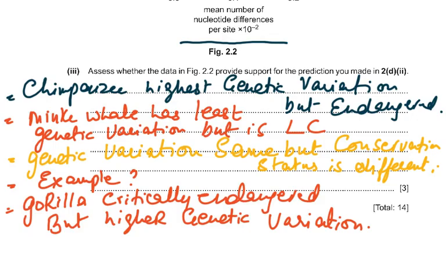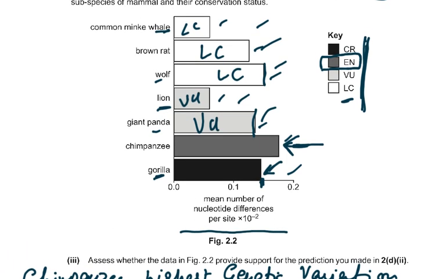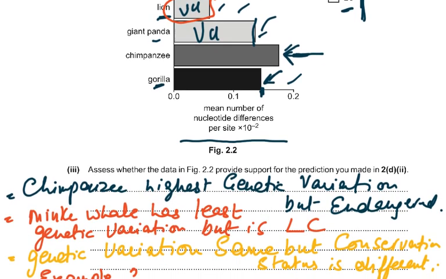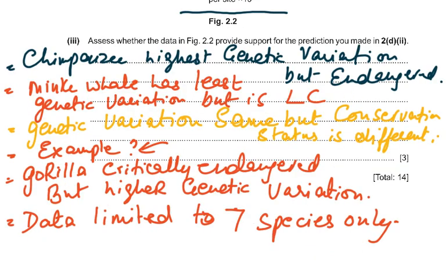So, the chimpanzee has the highest genetic variation but is endangered. The minke whale has the lowest genetic variation but is least concern. Genetic variation is the same but conservation status is different. Then you gave me an example of it, which I just told you about: the whale and the lion are the same, but their conservation status is different. You could give me an example of any of these. Then the gorilla is critically endangered but has the higher genetic variation. And the last point was that the data is limited to only 7 species.